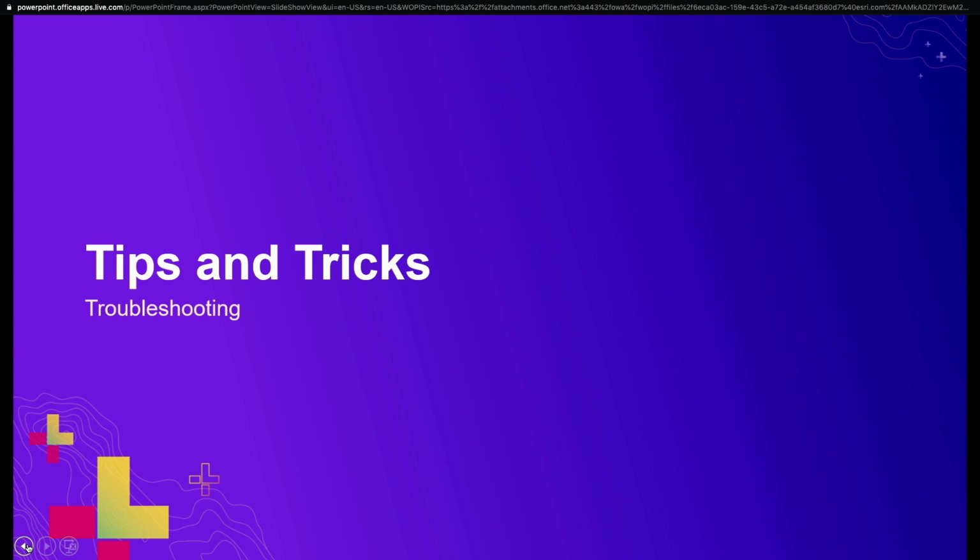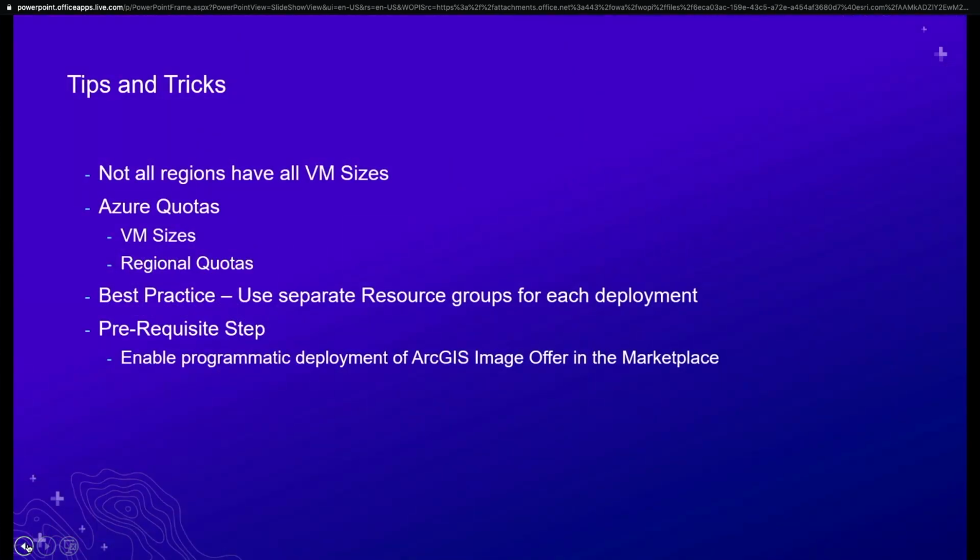With that, I'll just switch tracks to tips and tricks and troubleshooting. Just some common gotchas we have heard from users of Cloud Builder and our artifacts. One thing to keep a lookout for is Azure itself. Not all regions have all VM sizes. There are a plethora of VM sizes available, but not all of them are available in each region. And some of them you need to be whitelisted into to have access. So work with your IT department and your Azure subscription to get those all figured out.